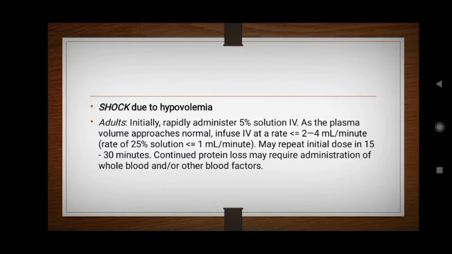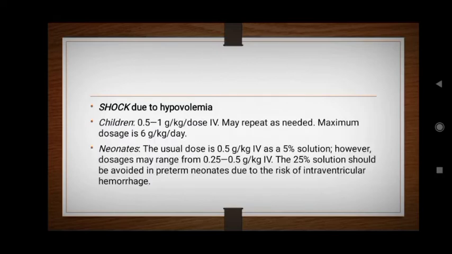Adults initially rapidly administer 5% solution IV; as the plasma volume approaches normal, infuse IV at the rate of 2 to 4 ml per minute. May repeat initial dose in 15 to 30 minutes. Continued protein loss may require administration of whole blood and/or other blood factors. Children with shock due to hypovolemia may be administered 0.5 to 1 gram per kilogram per dose IV, may repeat as needed. Maximum dosage is 6 grams per kilogram per day.